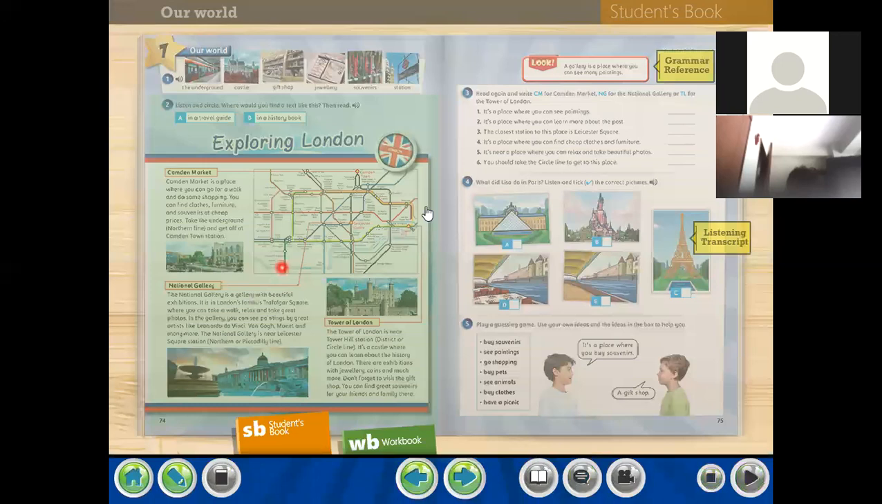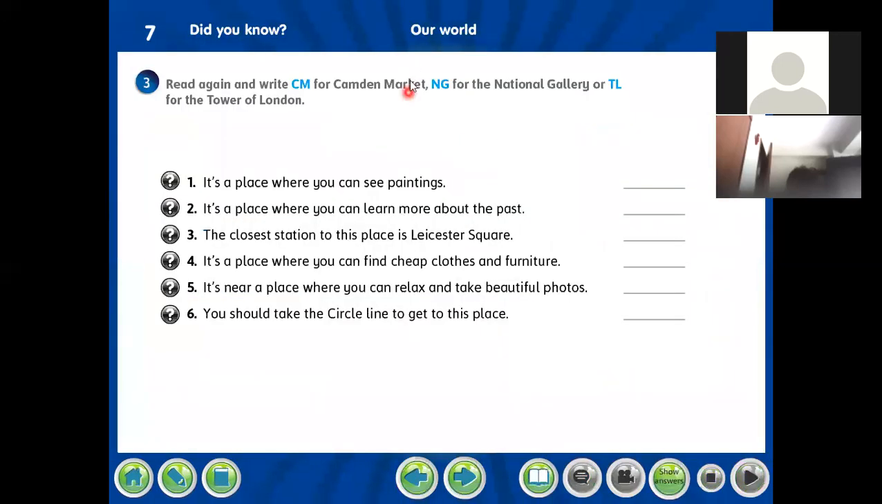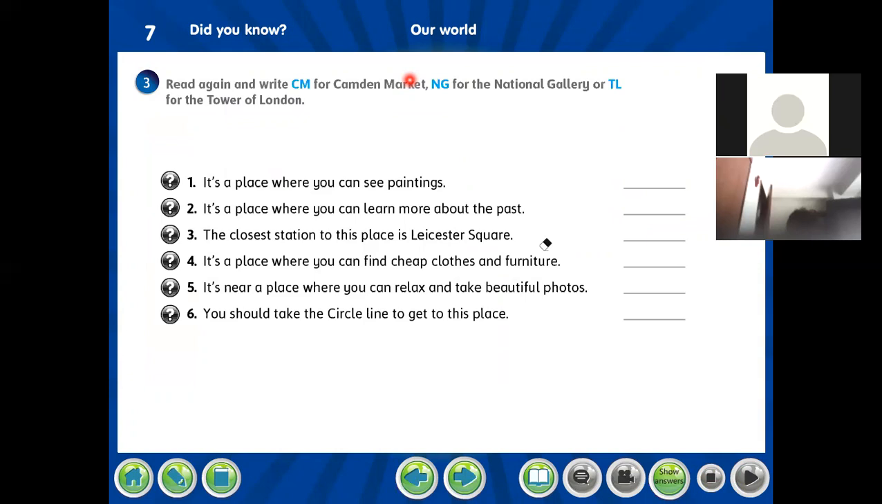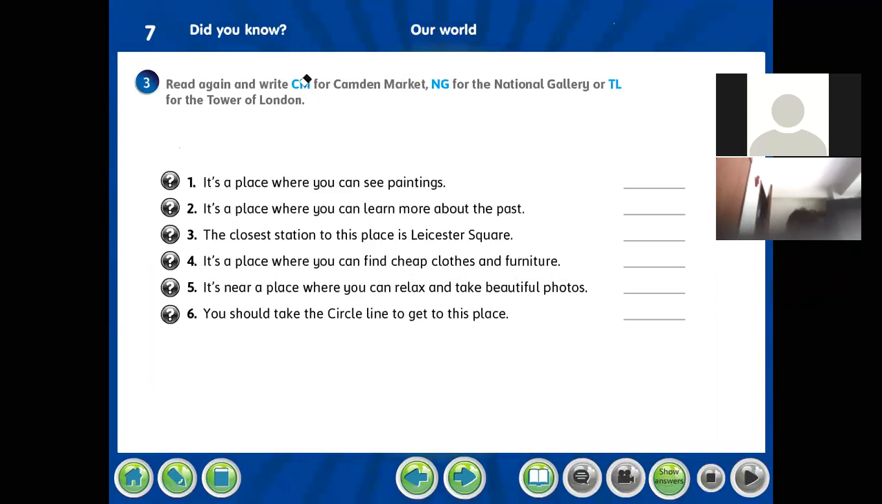Okay. Now, you read one more time, please. You have 3 minutes to complete this activity, activity 3. Okay, let's work. Read one more time. You are going to complete this with CM if the sentence is talking about Camden Market, or NG if the sentence is talking about the National Gallery, or TL if the sentence is talking about the Tower of London. 3 minutes, please. Work. Complete.